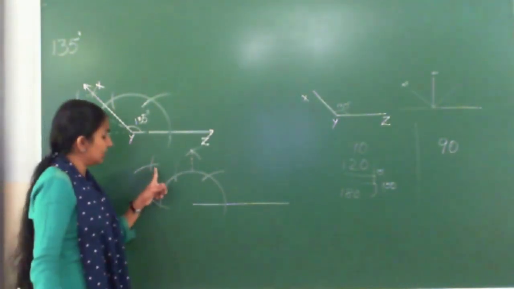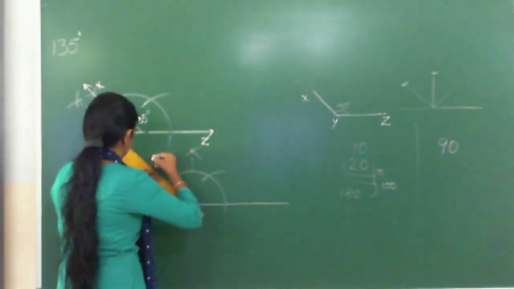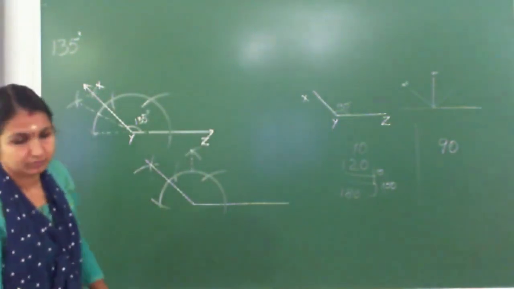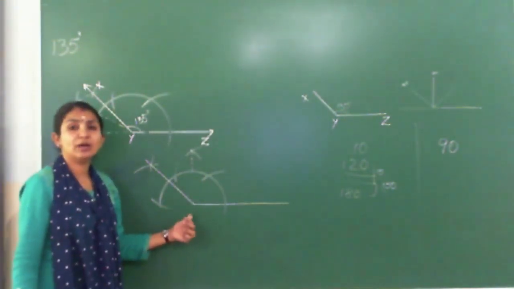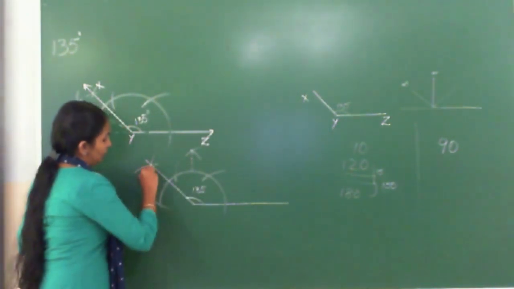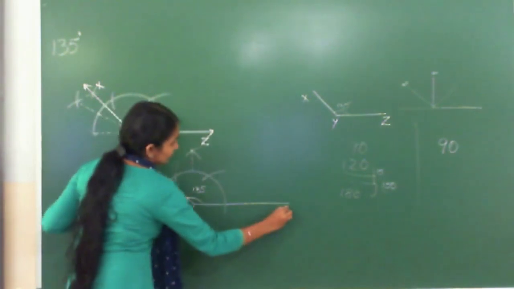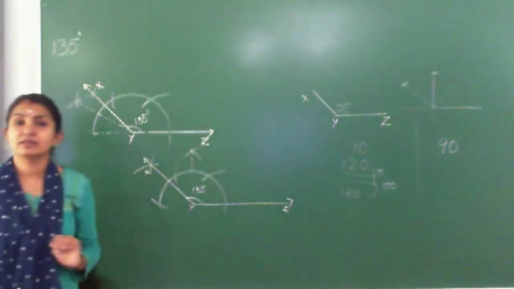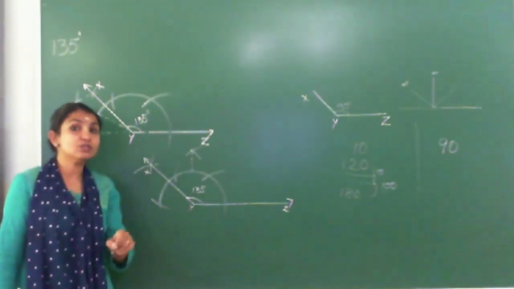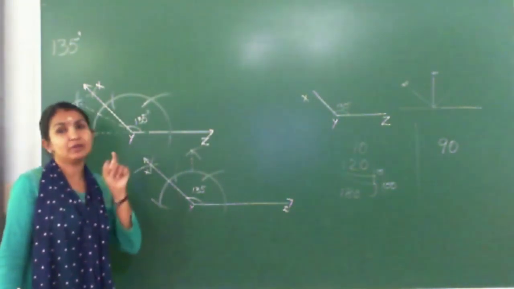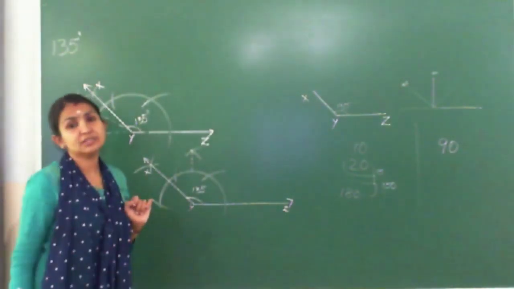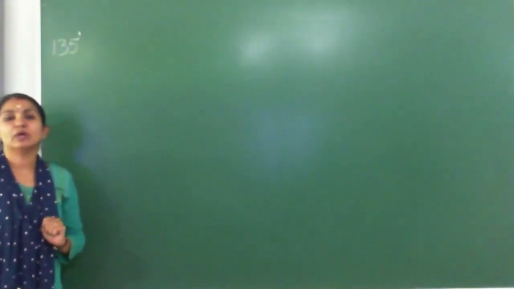Now we can join these. This is the required 135 degree angle. Now name it X, Y, Z and check with your protractor whether it is 135 or not. If it is not 135, somewhere you made a mistake, meaning your accuracy was not there when you were doing this or drawing this. So we completed the 135 degree angle.